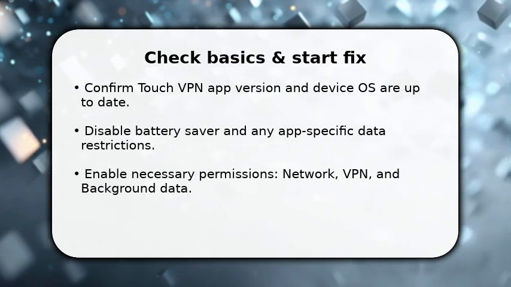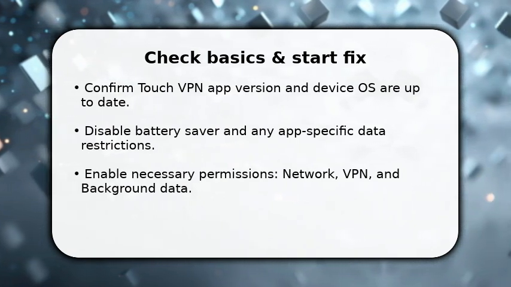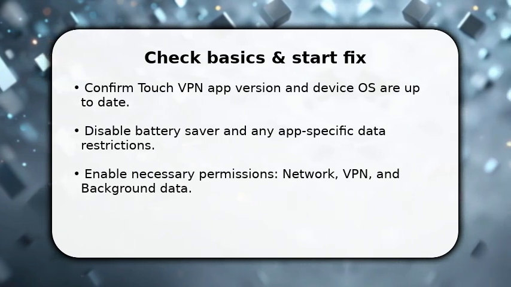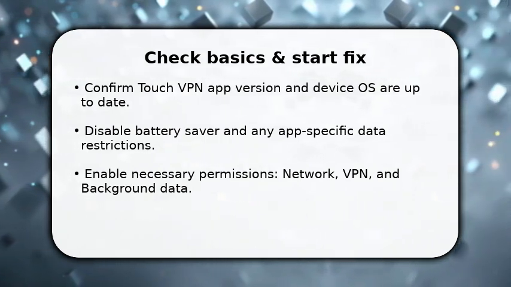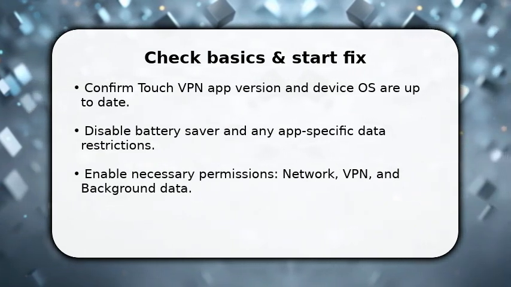Grant network and VPN permissions when prompted. This lets encryption components load. Once done, restart the app to trigger its initialization. These steps prepare the app to re-enable encryption rather than blocking key services that cause the disabled state.